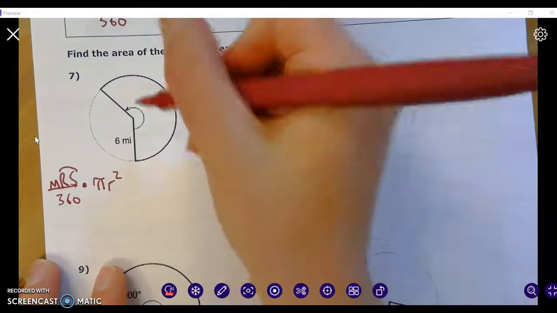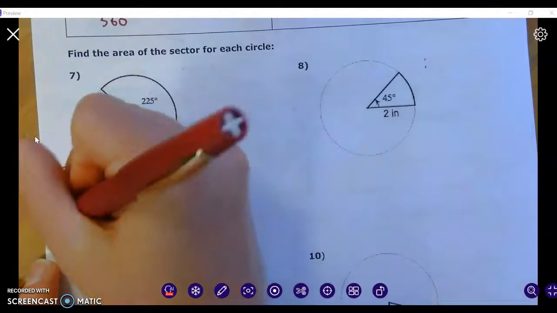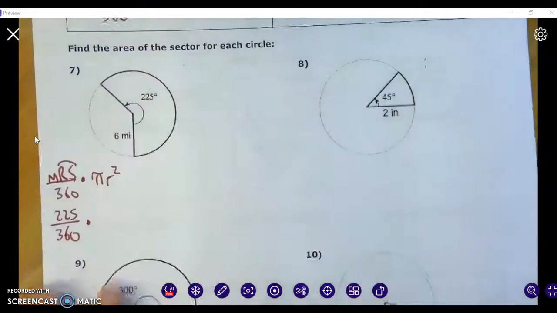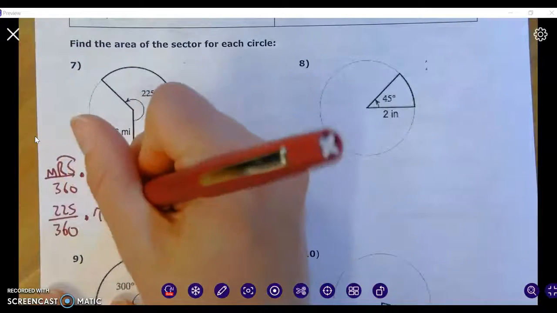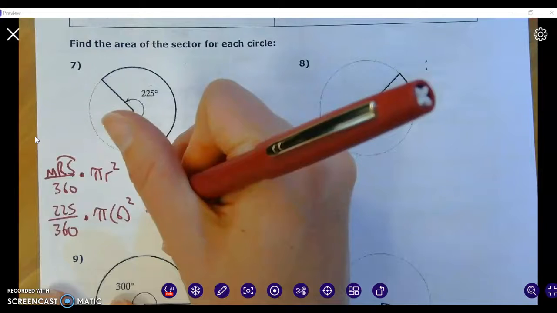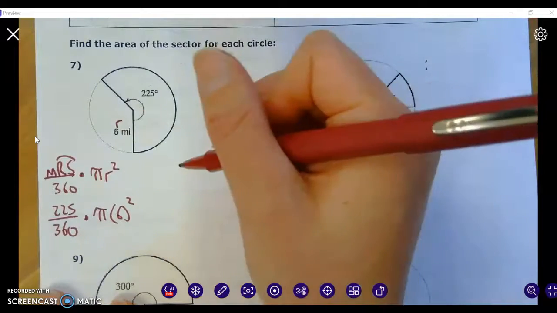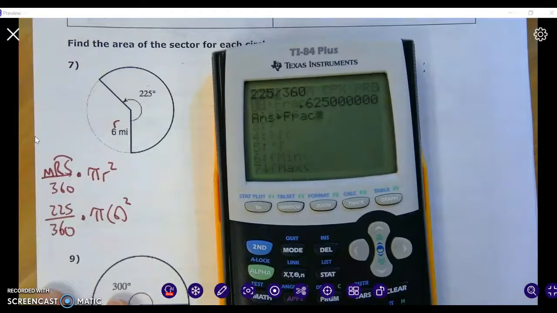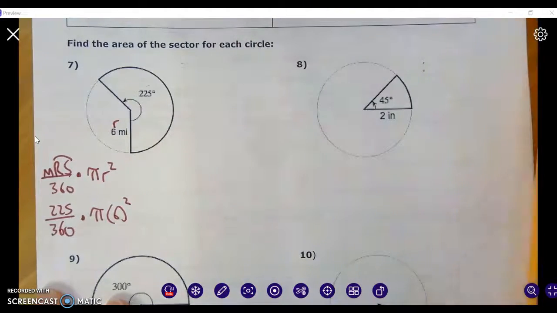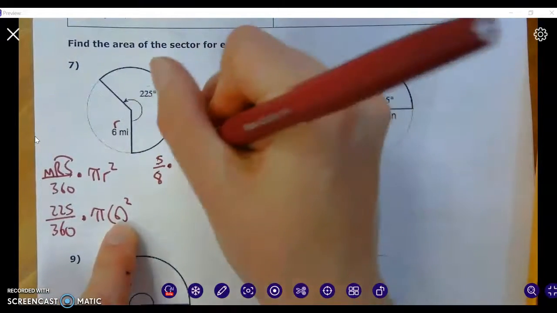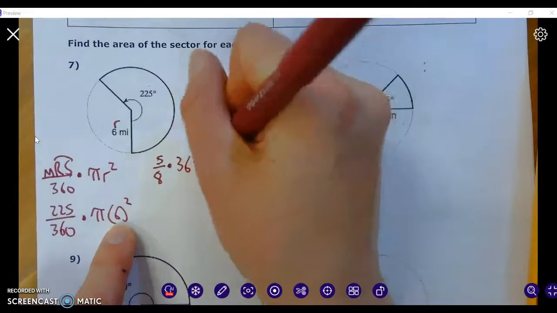So we're going to start by plugging in the arc length, which is 225, divided by 360 times pi radius, which is 6 squared. Okay, so then from there, we're going to simplify the fraction. So 225 divided by 360 is 5/8. So I'm going to turn that into 5/8 times 6 times 6 is 36, so 36 pi.